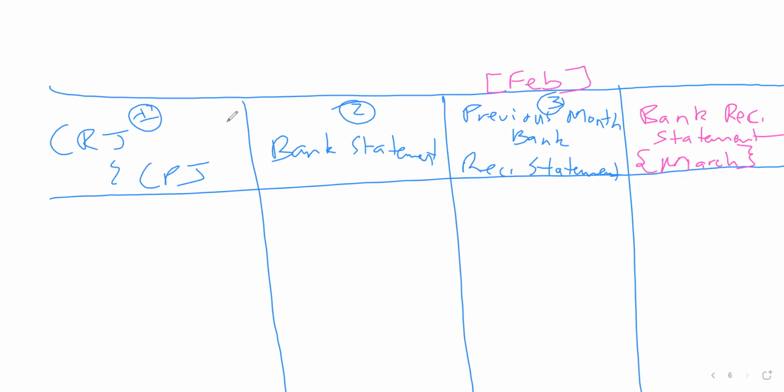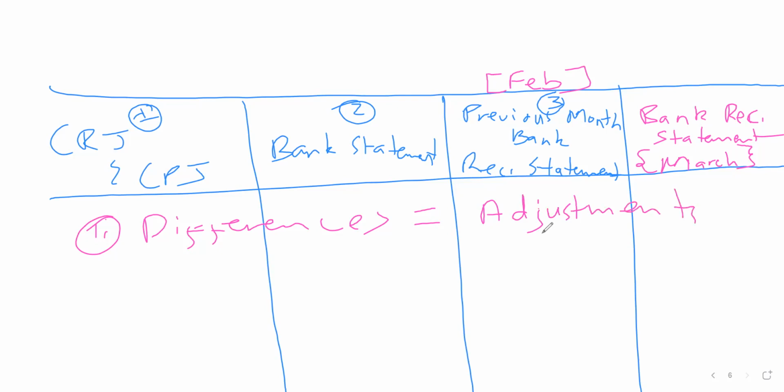Yes. So for the bank reconciliation process to take place, you need to compare what you have in your cash book against what is on the bank statement you received from the bank, and also compare that same information with your previous month's bank reconciliation statement. What you're trying to achieve is, number one, to identify the differences. Those differences are what they call adjustments. Are we together?